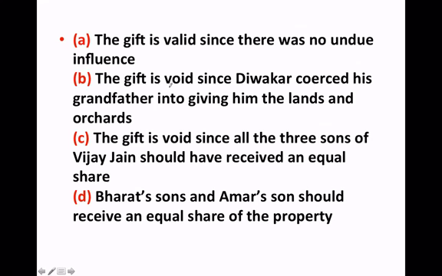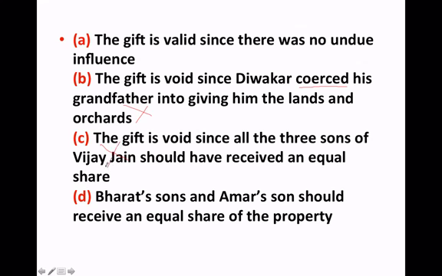The gift is void since Divakar coerced his grandfather into giving him the lands and orchards. Is it true? No. There is no written fact that Divakar coerced his grandfather. Coerced means forced, that he forced his grandfather. The third option says that the gift is void since all the three sons of Vijay Jain should have received an equal share. No, we are not concerned with equal distribution here.